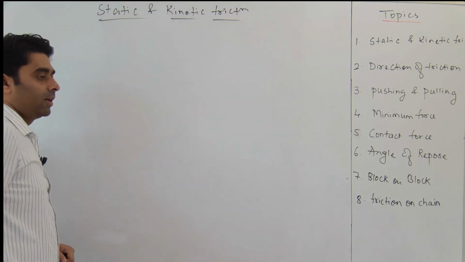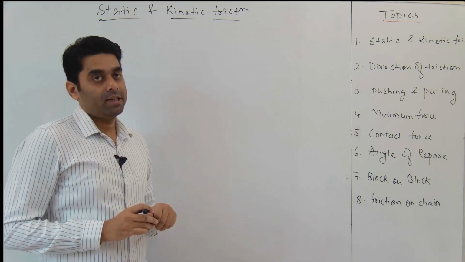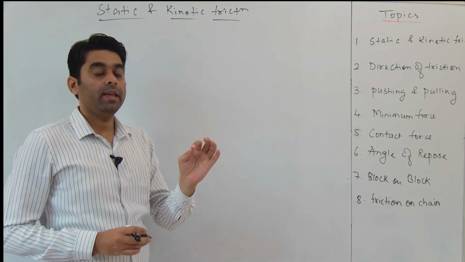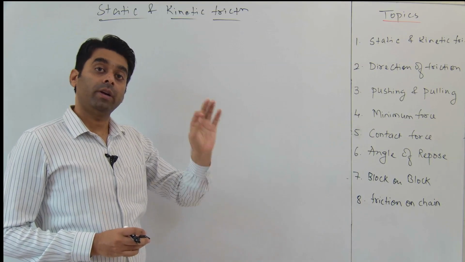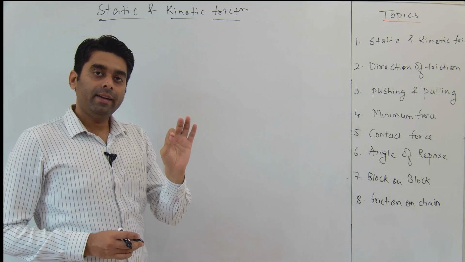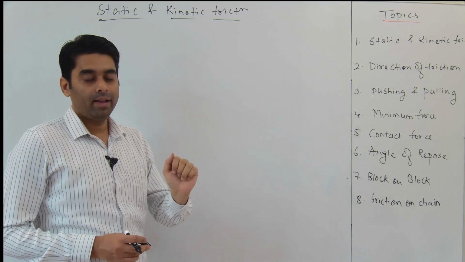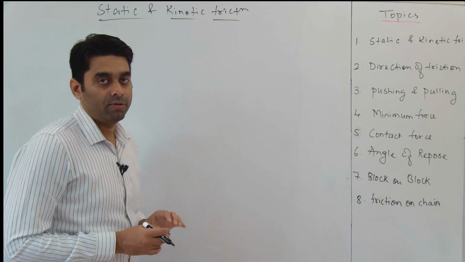Now, to understand static and kinetic friction, first of all, what is static and kinetic friction? Static friction acts on a body when it is at rest, when an external force is trying to move it but the block stays at rest. Kinetic friction acts on a block when there is relative motion, when it is sliding. Let us understand their magnitude with the help of an example.